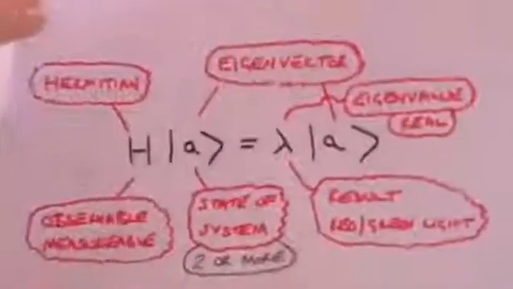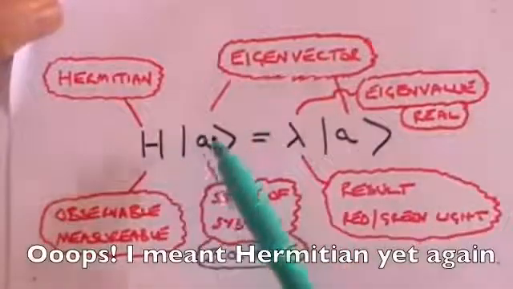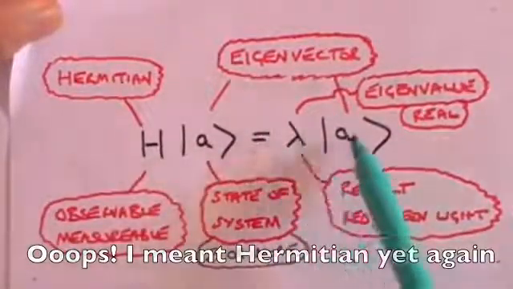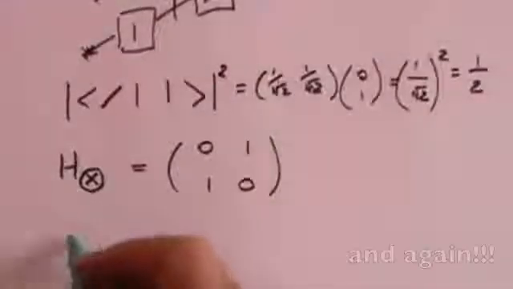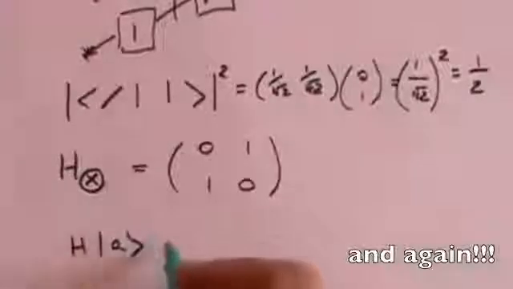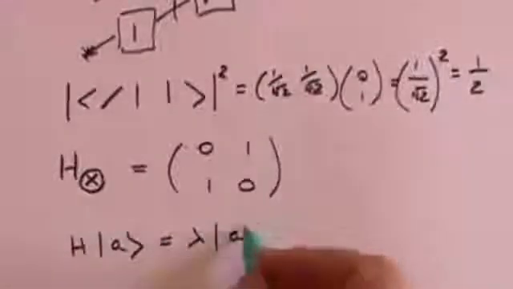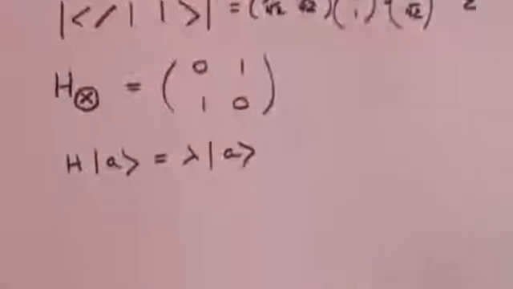So once again we've got that famous equation which I prepared here, that the Hamiltonian times the eigenvector is equal to a number times the eigenvector. So when we take this Hamiltonian and multiply it by a state, we're going to get a number multiplied by the state. So let's try it.